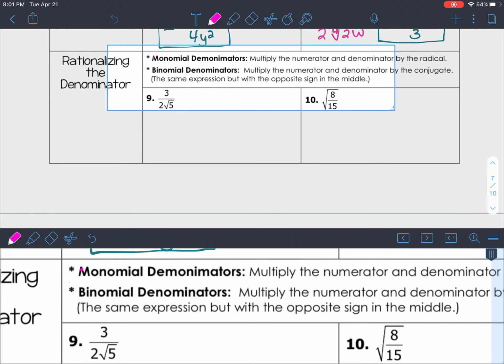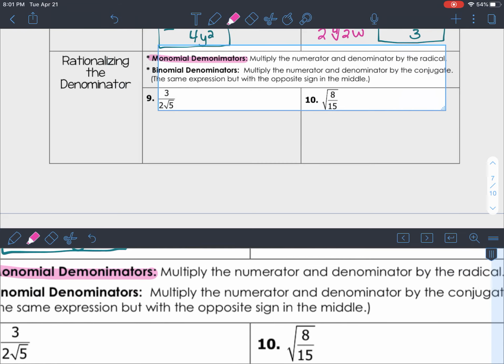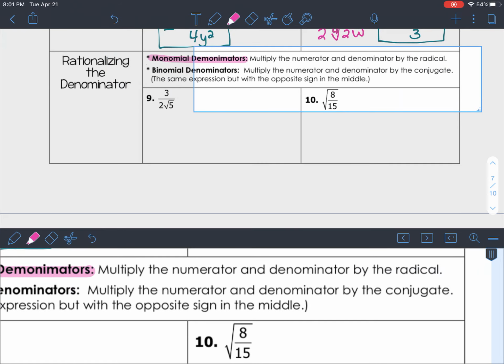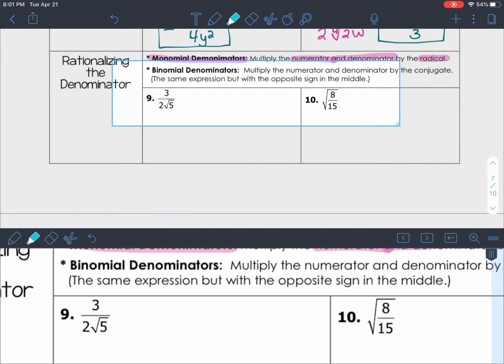So if we have a monomial denominator, a monomial denominator means that it's just one term on the bottom. So this would be like the square root of 5, the square root of 15, the square root of 2, things like that. What we want to do is multiply the numerator and the denominator by whatever the radical in the denominator is. So that'll make more sense when we do a practice problem.